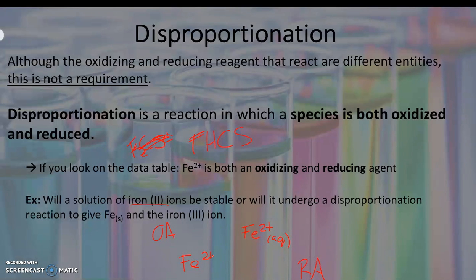So, is this solution that includes iron 2 ions going to be stable or not? What do they mean by stable? Is it going to react? Will this react? The OA is below the RA, so this is not going to react. So that's a stable solution. If it did react, it would undergo disproportionation, where some of the ions would be reduced and some of them oxidized.